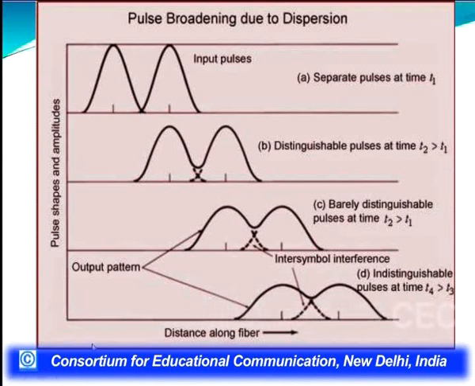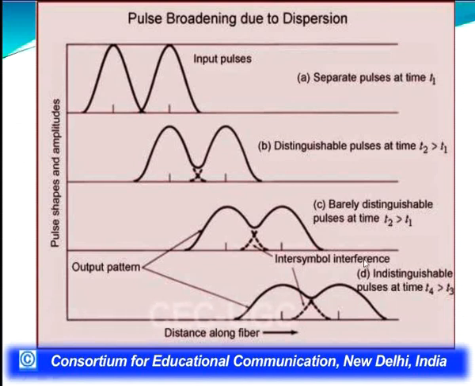Here we see that these pulses now merge into each other. Now as the time is changing, the time period of the second pulse is greater than that of the first. Now in the third part we see barely distinguishable pulses at time t2 greater than t1 as the distance along the fiber is increasing.